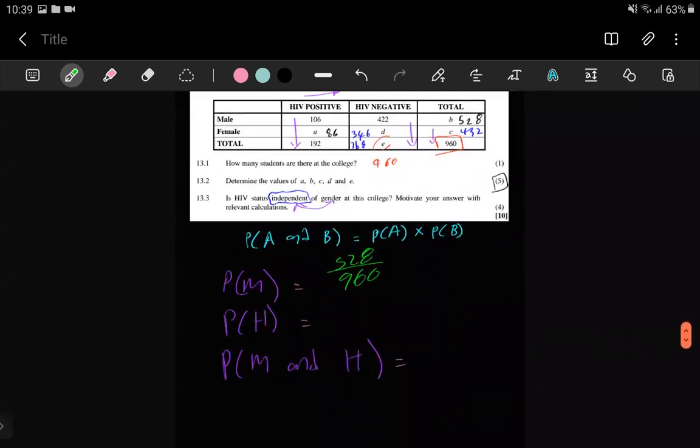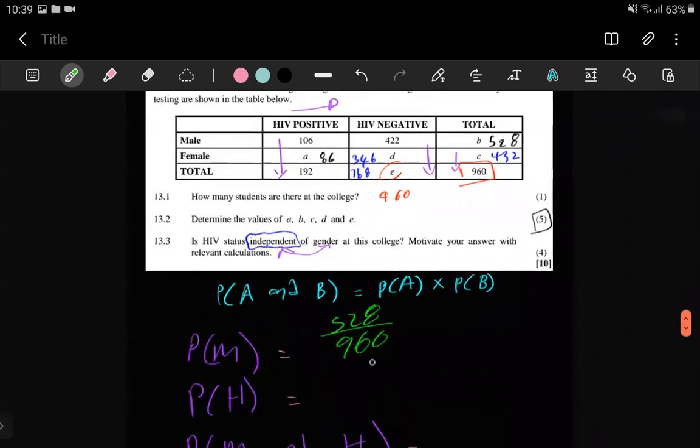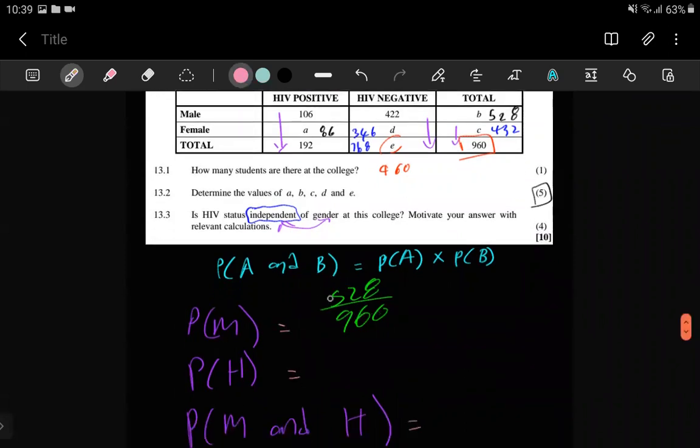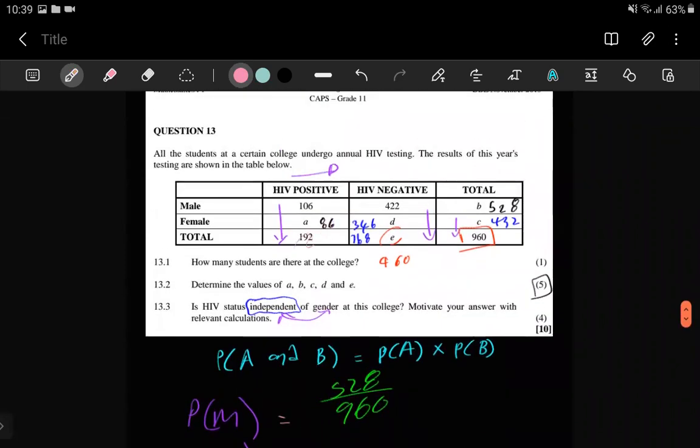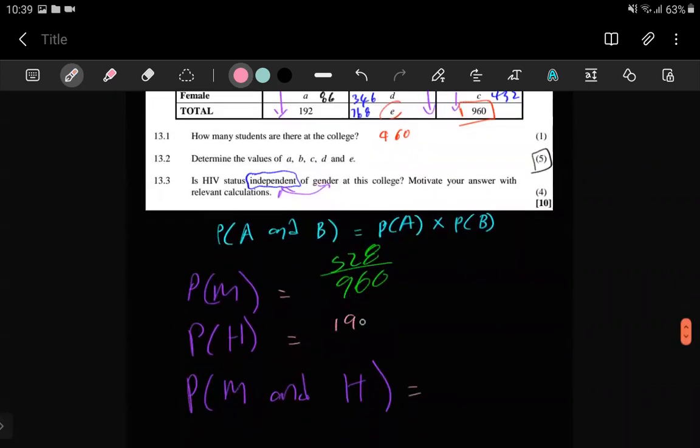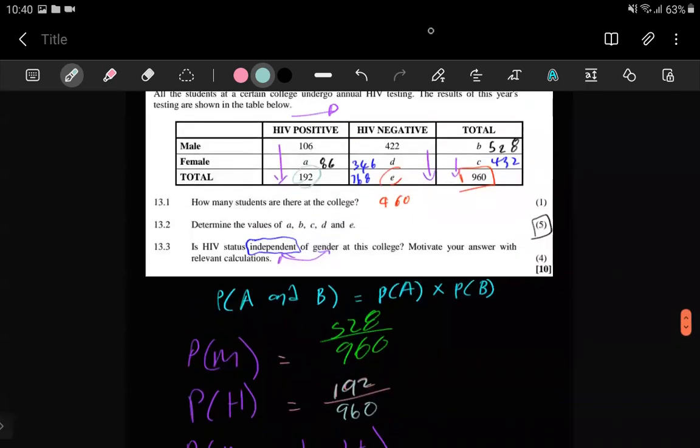So we can think to ourselves, how many people do we have? It's 960, so that goes down there. How many males do we have? That's 528. So that goes up there. So this is the probability of being male. The probability of being HIV positive: we can see the total people that are HIV positive is 192 out of a total of 960 people. You're going to take everyone that's HIV positive and divide it by 960.